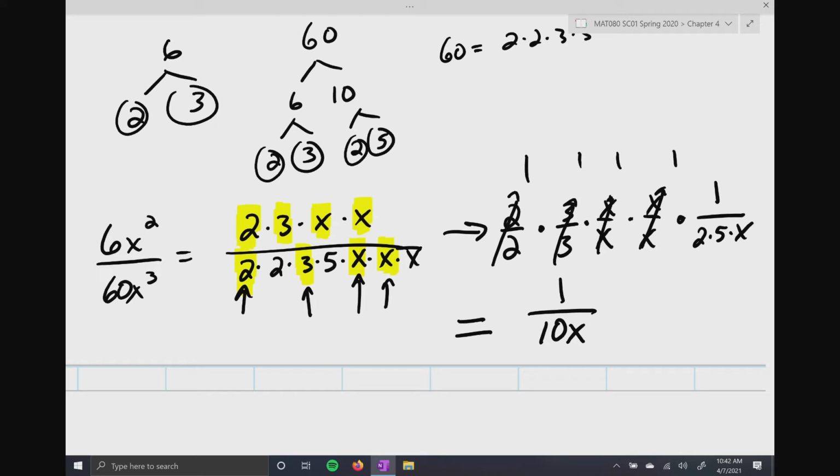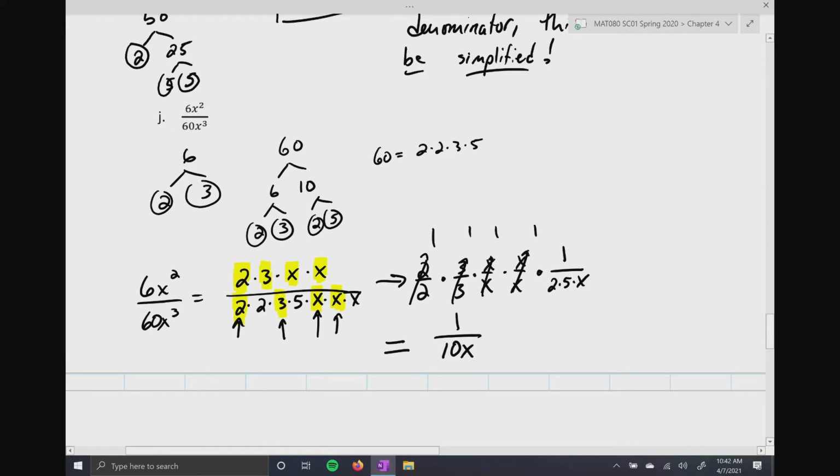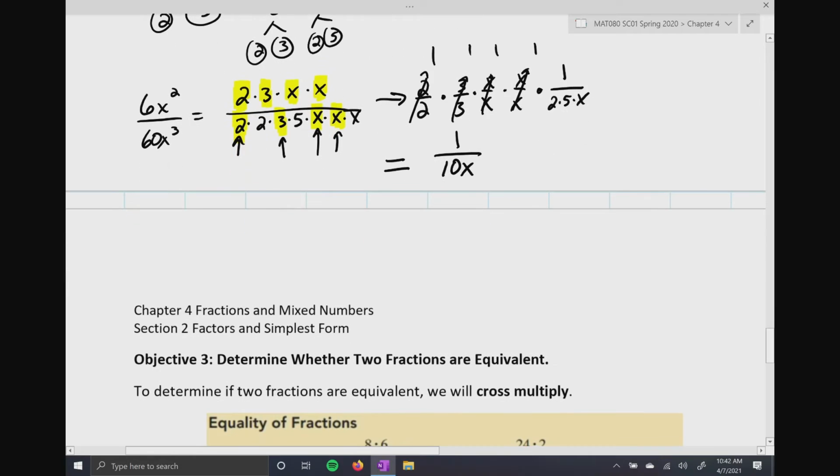Every single simplification can be done using this technique. When you get faster and better at this, it goes by much quicker. All right? But for now, take your time. Are there any questions? All right, let's move on.